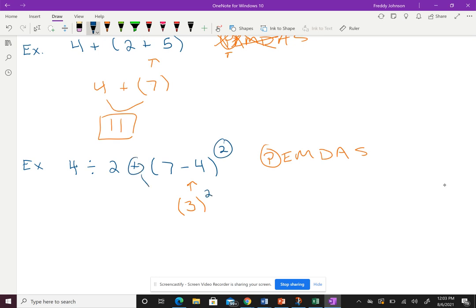Did I touch the plus? No, the plus comes down. Did I touch the 2? No. Did I touch the division? No. Did I touch the 4? No. So whatever I didn't touch comes directly straight down. That keeps me organized. So now I'm done. I can't do anything else inside the parentheses.